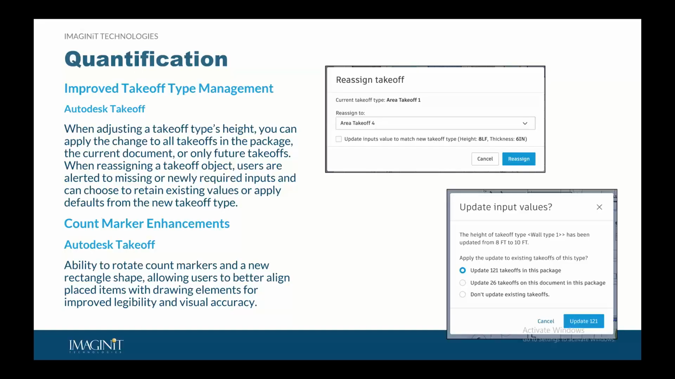The other release that we have in regards to quantification is count marker enhancement. So again, staying in the realm of Autodesk Takeoff, now you can rotate count markers and you can use a new rectangle shape. So super cool. This is going to make it a lot easier to align placed items with drawing elements, and that's going to help for better legibility and visual accuracy. We also have that right-click support, and that's going to enable users to open items in new tabs. We can streamline navigation and, again, support multitasking, just like with the improved takeoff type management. So super exciting releases there.